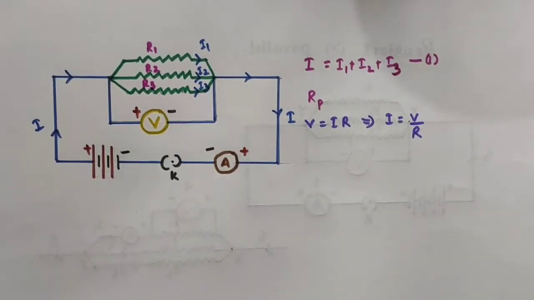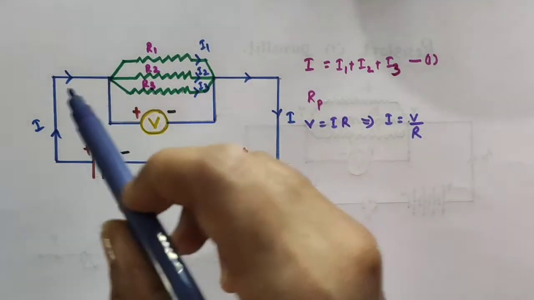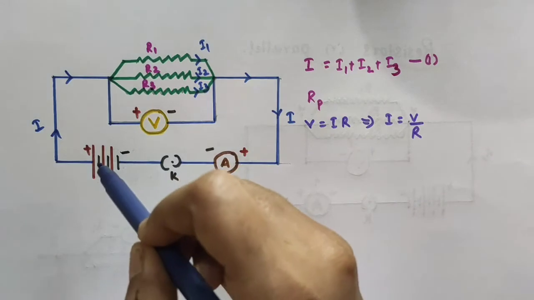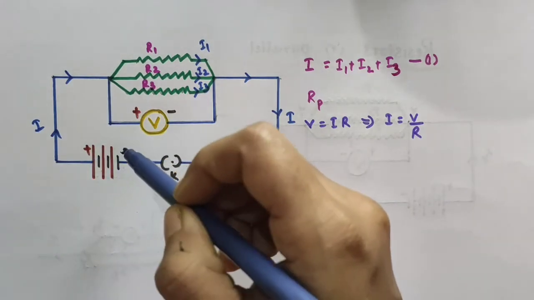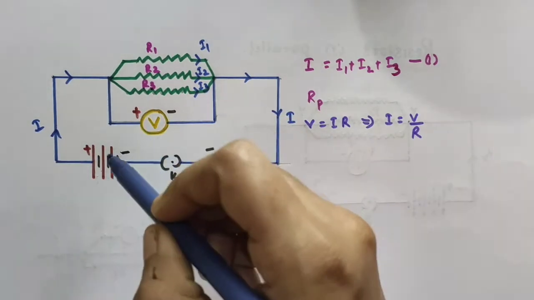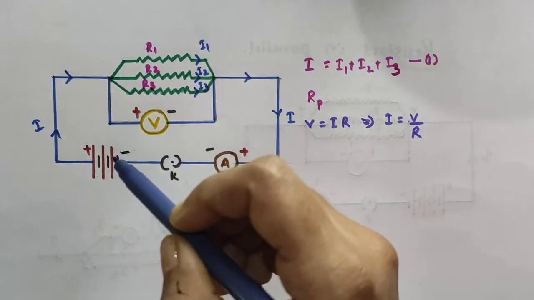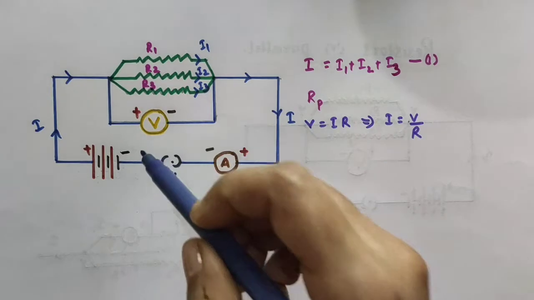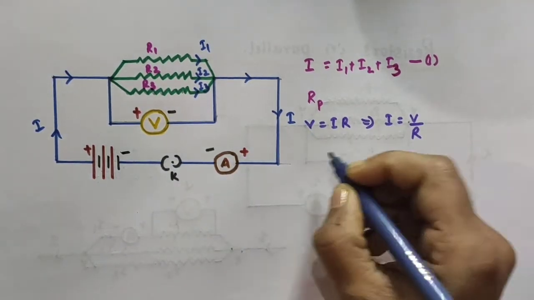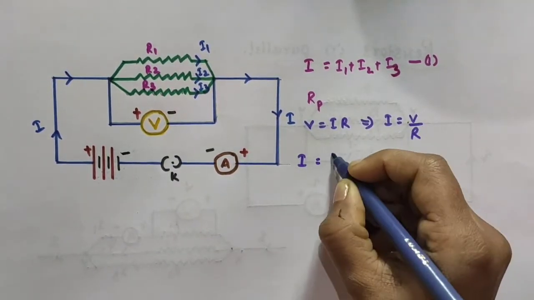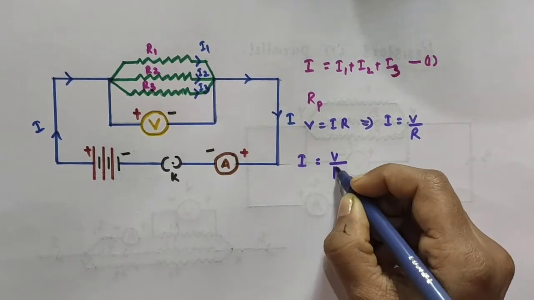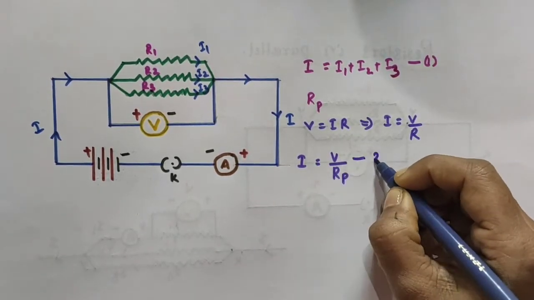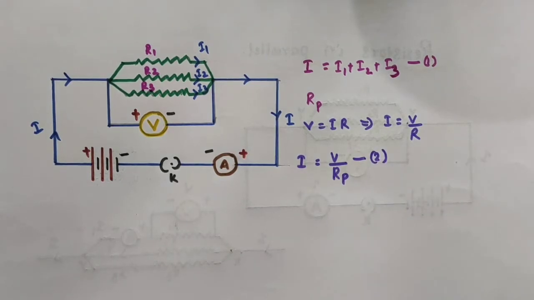When we consider the whole circuit, I is the total current flowing through the whole circuit. Then V is the potential difference across the two terminals of the battery too. V is the potential difference and Rp is the equivalent resistance. So for this circuit, we can write the current I as V divided by the equivalent resistance Rp. So we can write I equal to V by Rp. I am taking this as equation number 2.